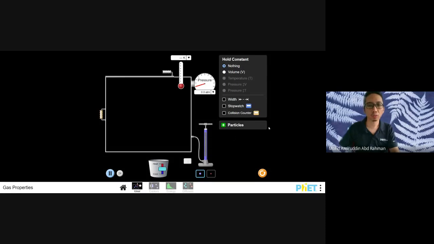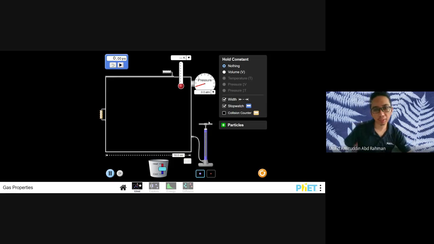Basically you will have this window. First, just follow the instructions. You need to tick the width and also the stopwatch. Make sure your width is 10 nanometers. And you need to pump. This is your pump, so you need to pump the gas molecules. Roughly, you want to pump around 200 molecules. So let's say I pump it for the first time.